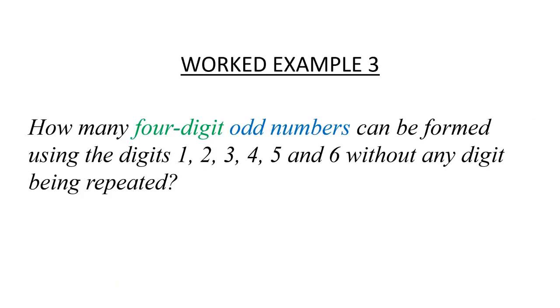Worked example 3. How many 4-digit odd numbers can be formed using the digits 1, 2, 3, 4, 5, and 6 without any digit being repeated? So here we have two conditions. Condition number 1, we only want to arrange 4 digits. And the second condition is it must be an odd number, cannot be even.